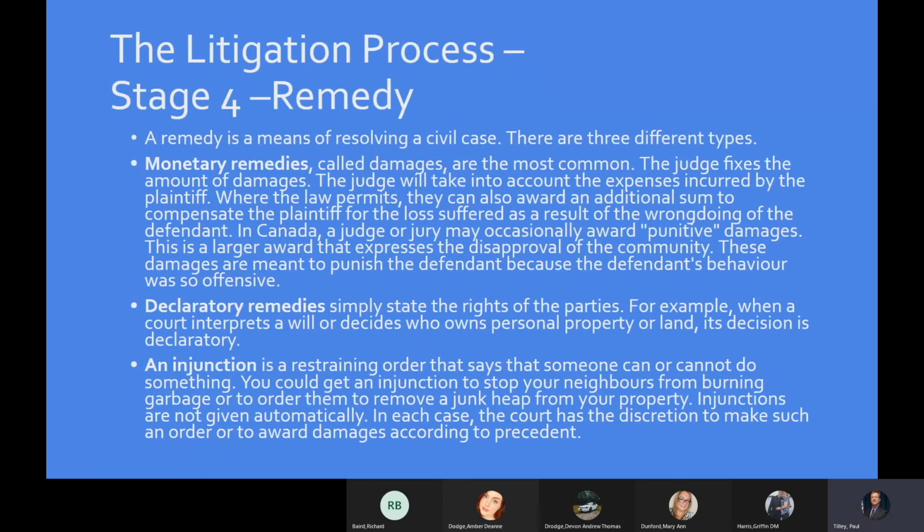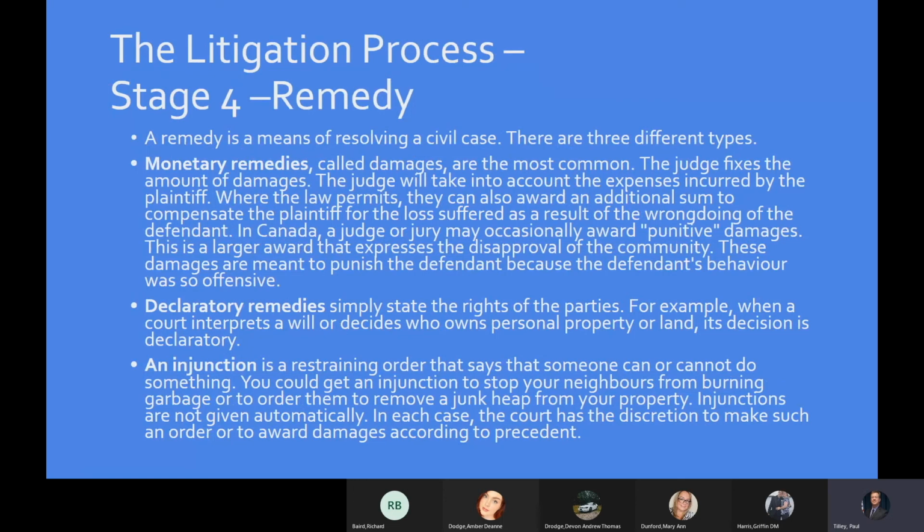The judge can also declare remedies, which is simply to state the rights of the parties. For example, when a court interprets a case, it will decide who owns the property or land. The third type, which is common in labor relations cases, is injunctions, which is basically a stop-doing-that message. It is a restraining order that says that someone can or can't do something. You can get an injunction to stop your neighbor from burning garbage or to remove junk.